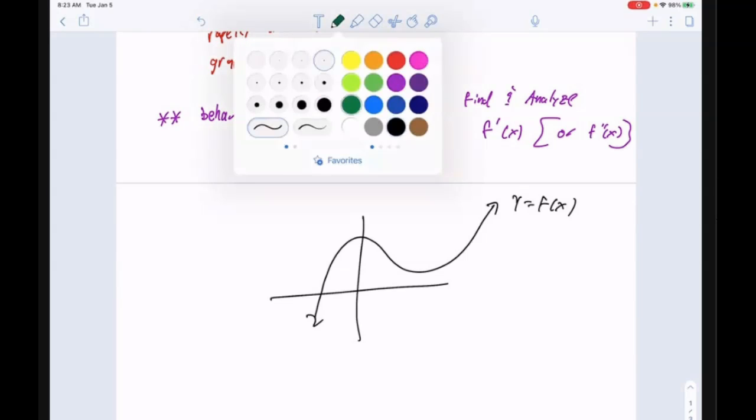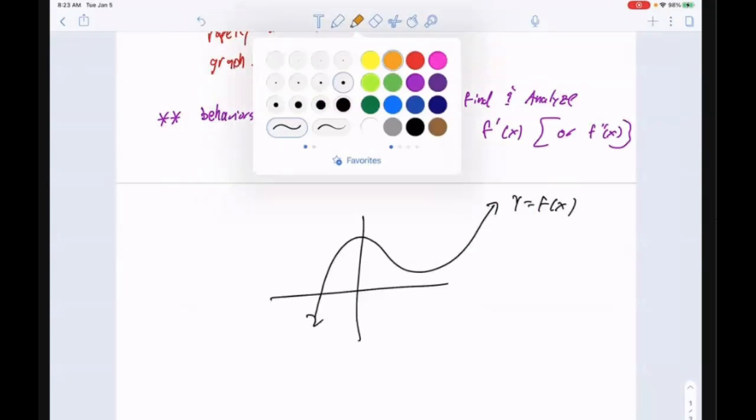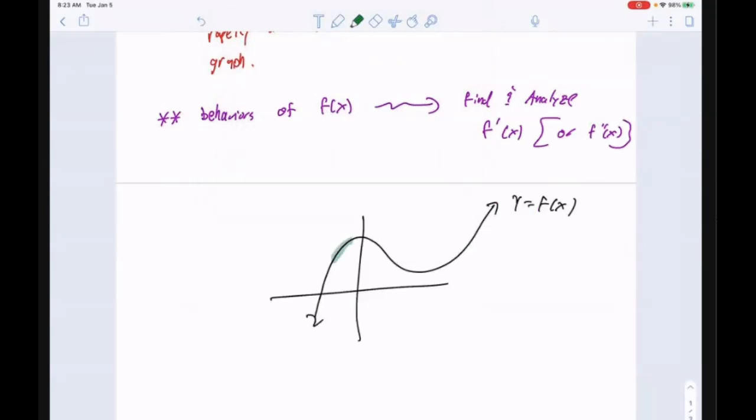But if we were to look at this graph, I could see that this graph is increasing over these two intervals. f of x is increasing here, and f of x is increasing there. So talking specifically about the function.